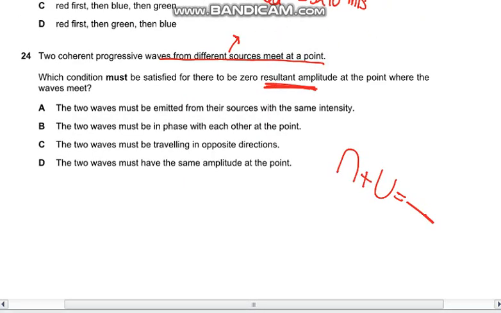So question number 24 says that 2 coherent sources which are from different sources meet at a point. What must be satisfied for a zero amplitude at the point? So to make a zero amplitude, the amplitude of one of the waves must be equal to the amplitude of the other wave. So both must have the same amplitude. So D is the appropriate answer. The two waves must have the same amplitude at the point.